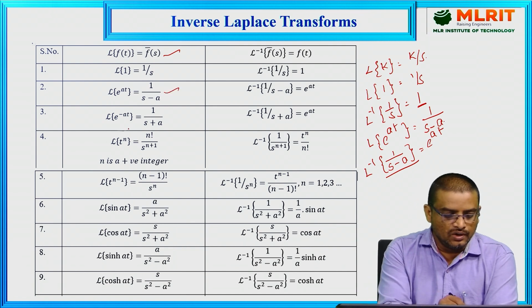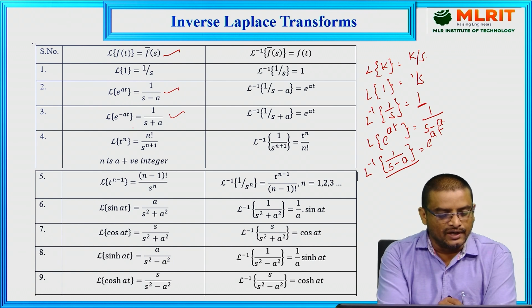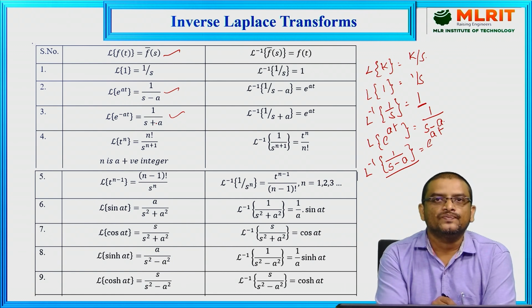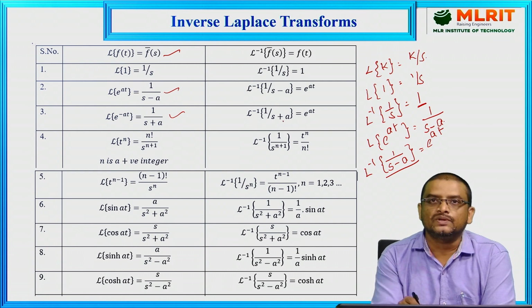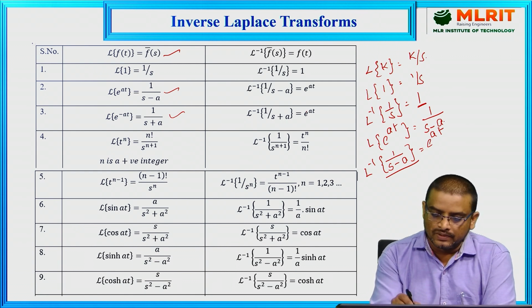Now, the Laplace transform of e power minus at is equal to 1 by s plus a. Now you send this L to the other side, it becomes L inverse of 1 by s plus a is equal to e power minus at.